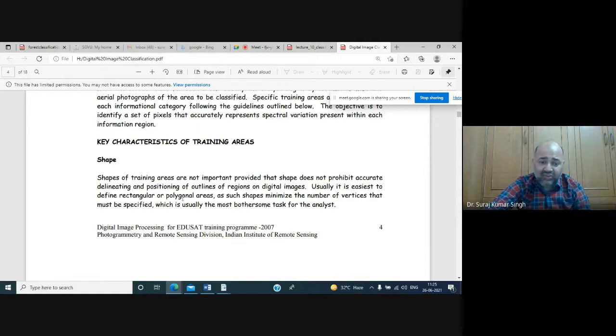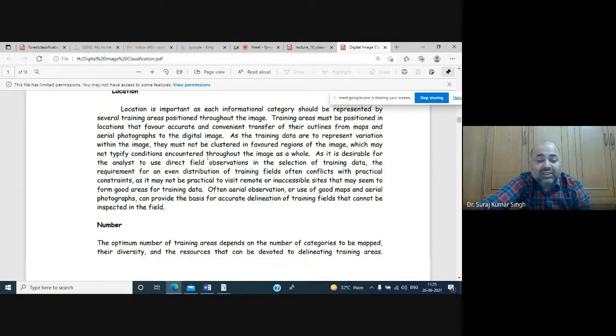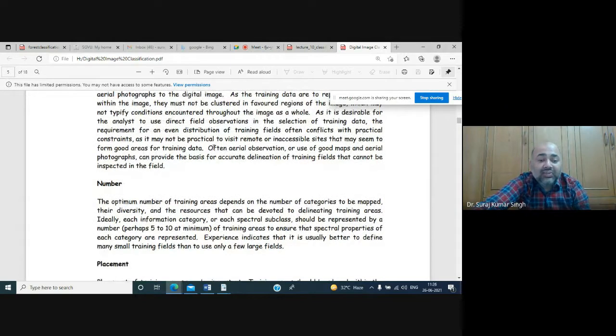Usually it is easiest to define a rectangular or polygonal area. So what we do is take a polygon and then limit the area, and we take the sample size. Second, location. For each and every class, we know that there are seven keys on the basis of which we generally classify an image using the visual interpretation technique. One of the important keys in visual image classification was location. In the same way, here also we'll be using location as an important key for classifying the image.